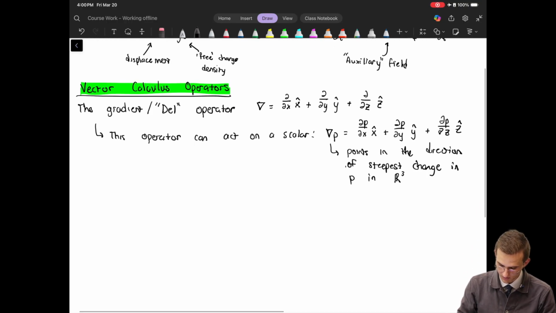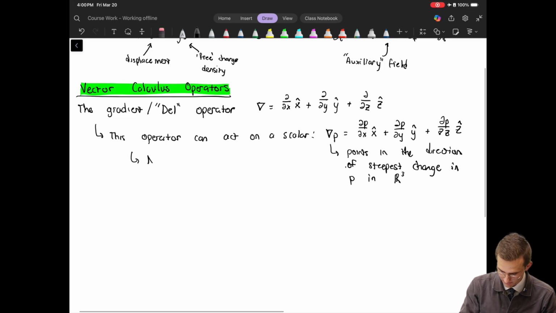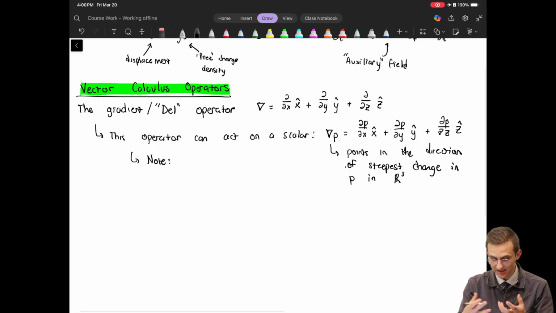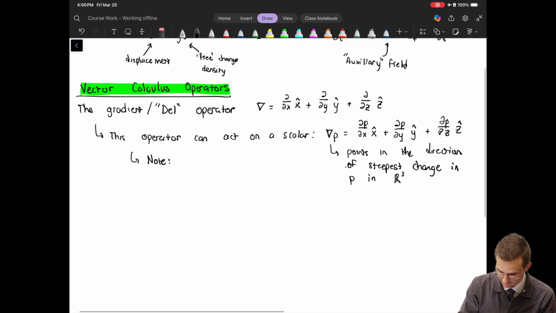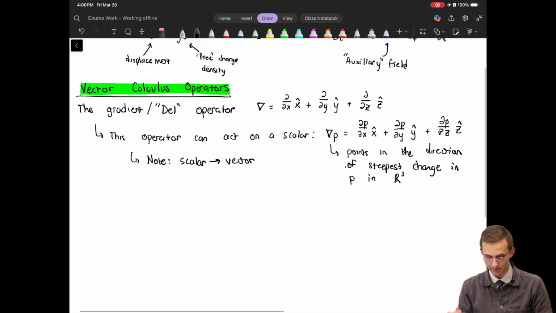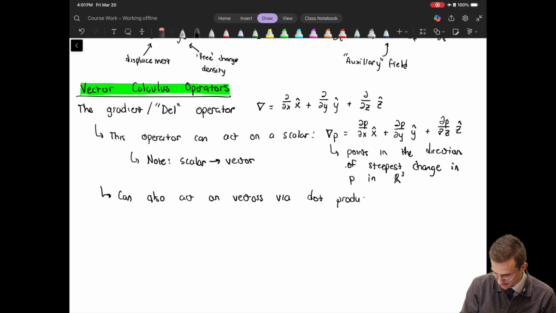And so when I say act on a scalar, one thing I want you to be thinking about with all of these vector operators is that this thing is actually taking a scalar and operating on it and turning it into a vector, so the result is a vector. So you can think of this as a scalar to vector operator. One of the things that this operator is doing is changing the character of the thing that it's acting on. It can also act on vectors via the dot product, and you treat it just like any other dot product, okay?